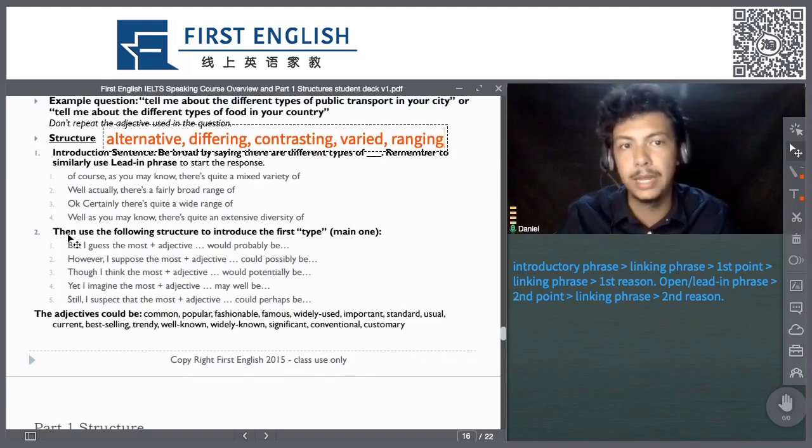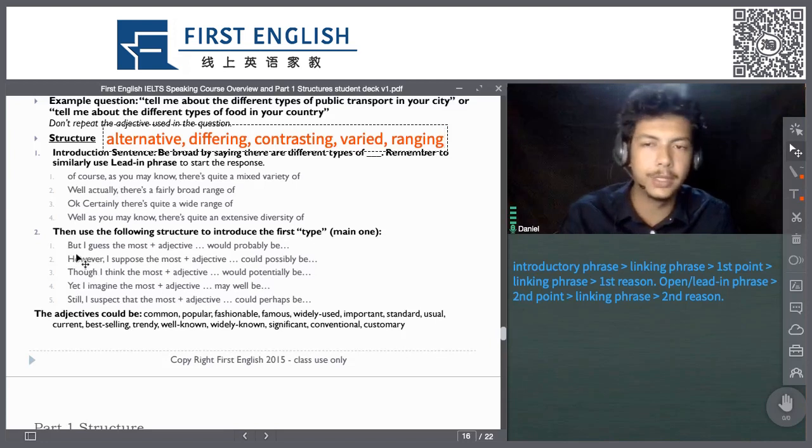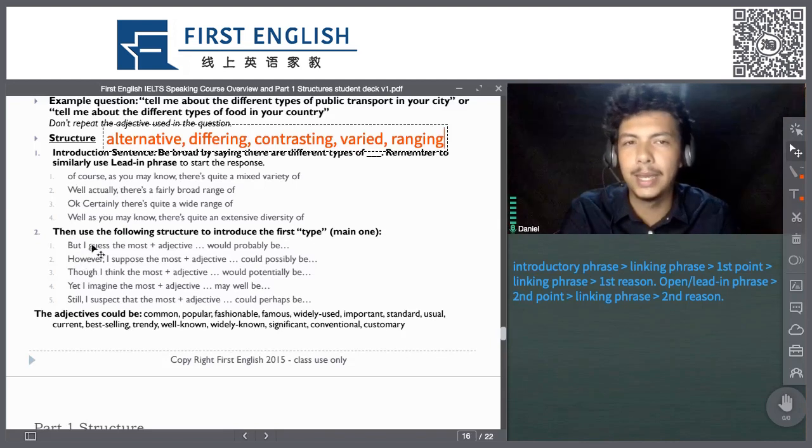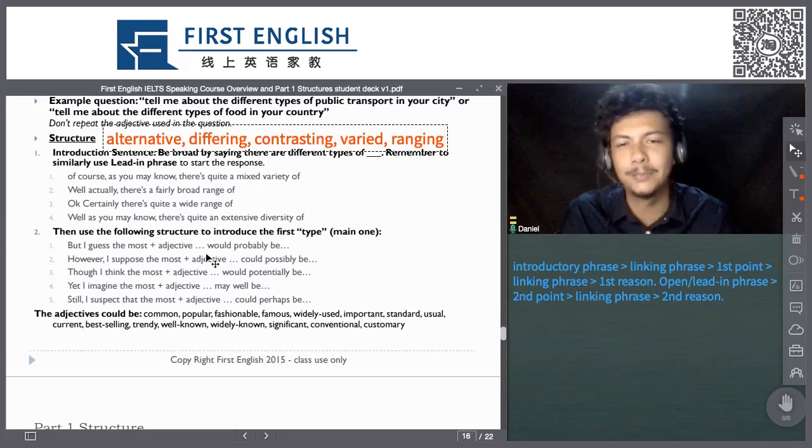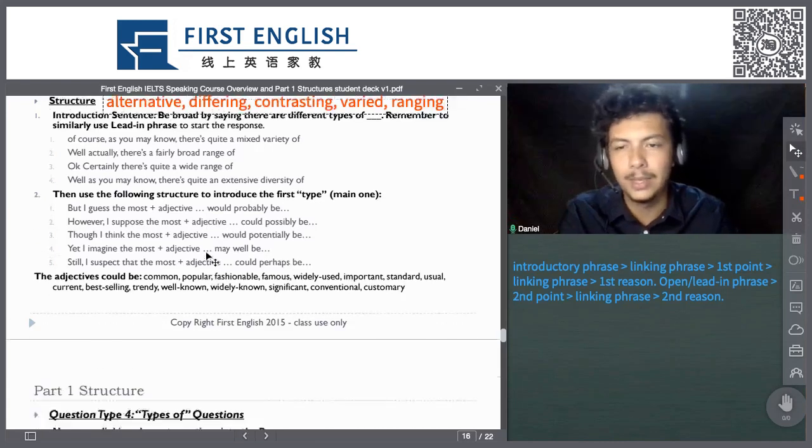So we're going to start with the main type, or the first type we're going to talk about. We're going to use an introductory linking phrase that introduces the first type we're going to be speaking about in our answer. So we're going to say, but I guess the most, and we're going to include an adjective here, we could say something like common, but I guess the most common would be buses or subways or whatever it is in your city. Again, the content doesn't matter. Just pick one and run with it.